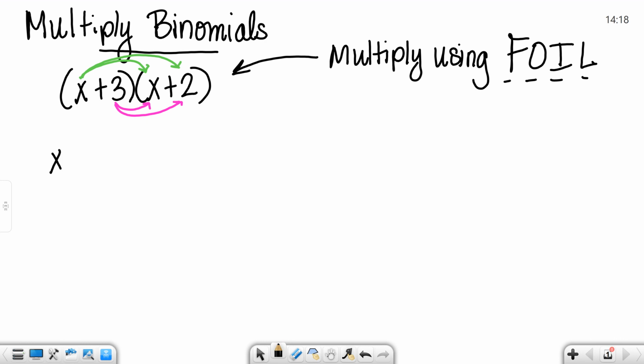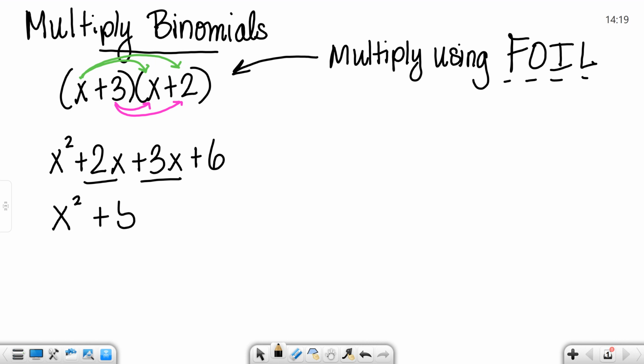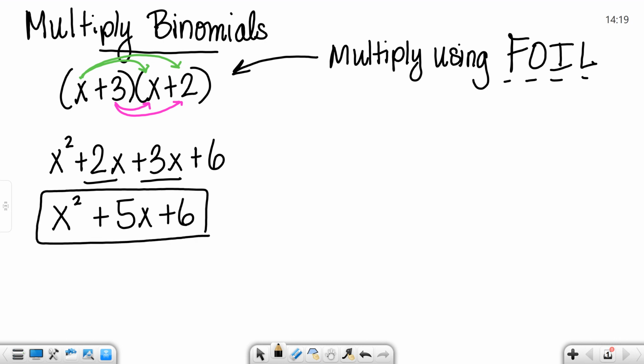So x times x would give me x squared, add our exponents. x times 2 would be 2x. Now we're doing the 3. So 3 times x would be plus 3x. And then 3 times 2 would be plus 6. Now remember, in section 1 we went over like terms and adding like terms. In this case, 2x and 3x are like terms. So I need to put those together to get 5x plus 6. So this would be my final answer for this particular problem.